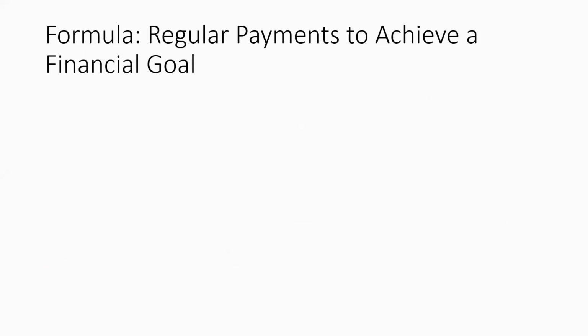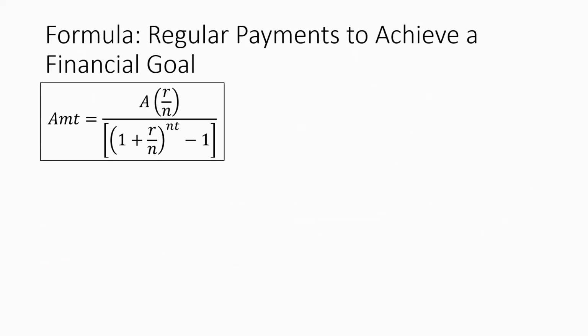Okay, so regular payments to achieve a financial goal. This formula is super cool because sometimes when we save, if we're tucking something away in a money drawer, we don't really have to do a lot of difficult work to figure out how long we will have to save to get a certain amount. But when we start dealing with interest rates and being able to invest or put money into a savings account, things get a little bit more complicated. So what this formula tells you is, okay, you can give me your desired amount.